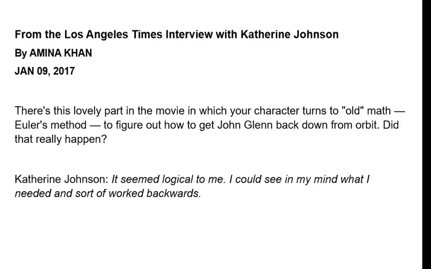From the Los Angeles Times interview with Katherine Johnson, written by Amina Khan back in January 2017, Amina writes, "There's this lovely part in the movie in which your character turns to old math, Euler's method, to figure out how to get John Glenn back down from orbit. Did that really happen?" And Katherine Johnson's answer in the article is, "It seemed logical to me. I could see in my mind what I needed and sort of work backwards."